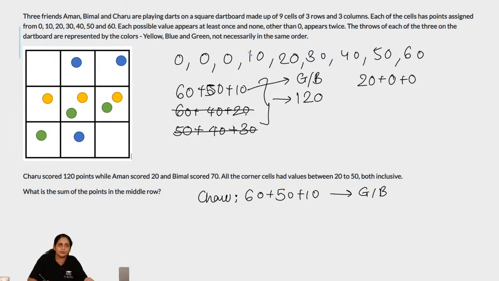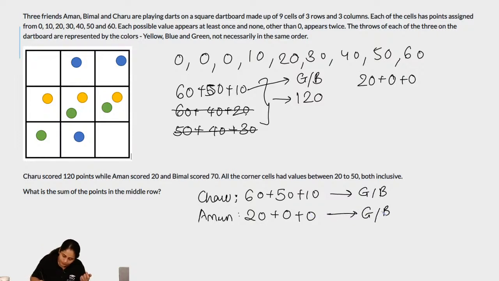10 doesn't appear twice, so you can't have 10 plus 10. So that means that the only way he can score 20 points is in 3 throws he goes 20, 0, 0. It can be in any order, but it will be 20 points. So that means that Aman has to have 20 plus 0 plus 0. And again 20 has to be in a corner. So again, the only two colors which are in any of the corner cells are green and blue. So even Aman has to be green or blue. Or I'll rather write it as blue or green, because if I've written Charu as green or blue, this would be blue or green correspondingly.